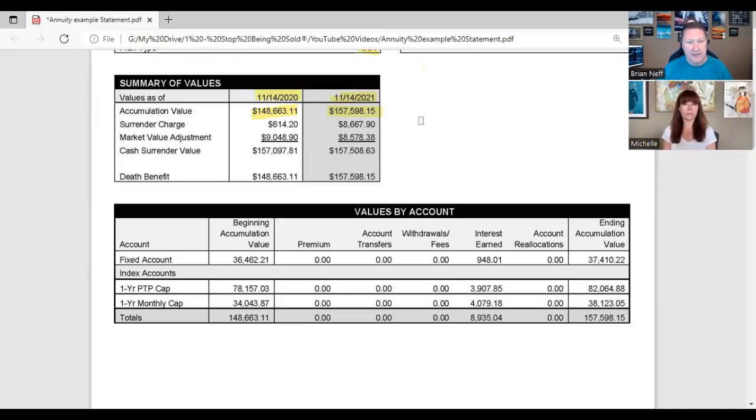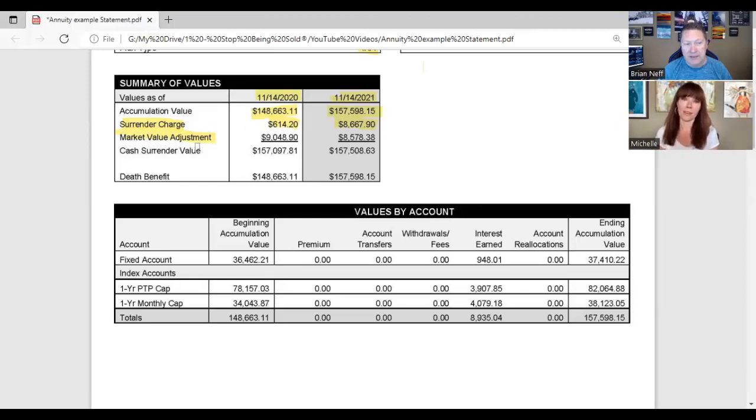But look at the difference here. See the surrender charge? Yes. The surrender charge last year was only $614. This year it's $8,667. This means if you surrender the contract on 11/14/2021, you're only getting... Well, no, that's your actual surrender charge. That will be subtracted from it. Okay, so it's not the actual.